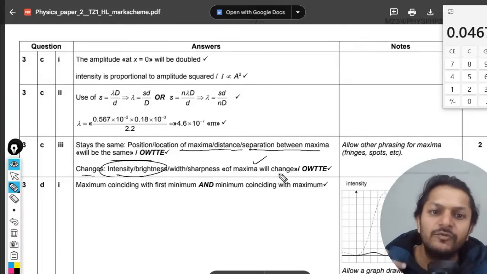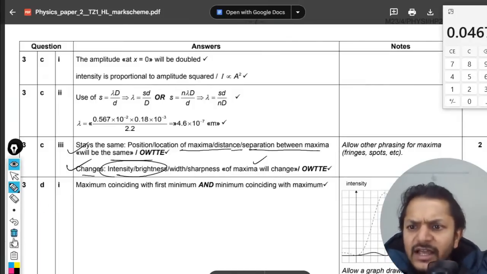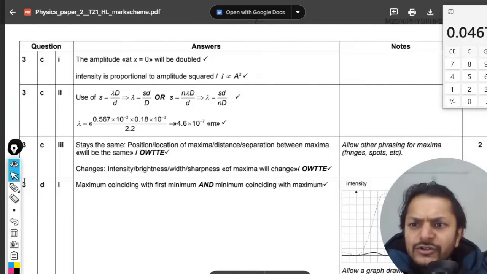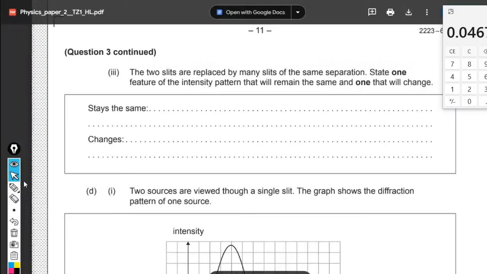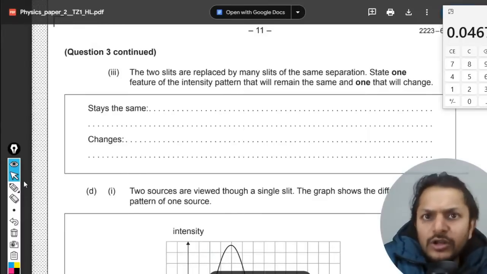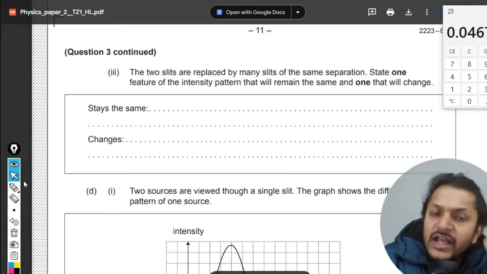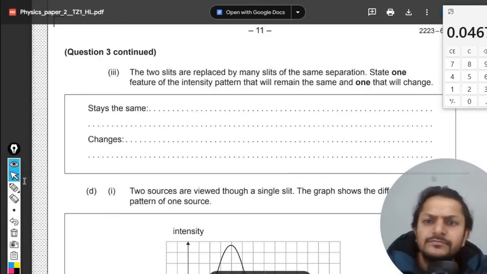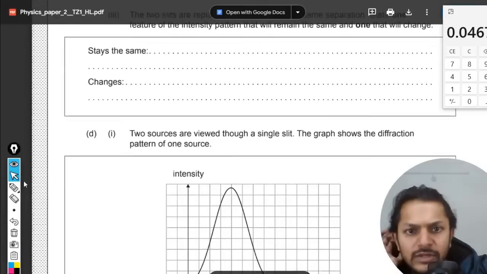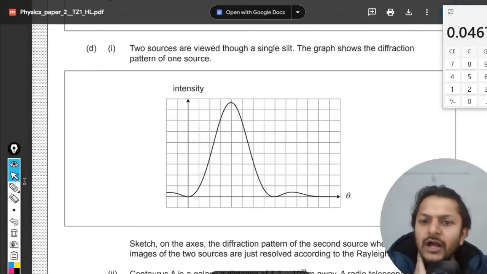So the maximum will change. These are the two things, and there is nothing different in this, because that is part of our syllabus. If you go to a book like Sokos or Oxford, you will find each and everything written there as it is. So there is nothing unusual here.